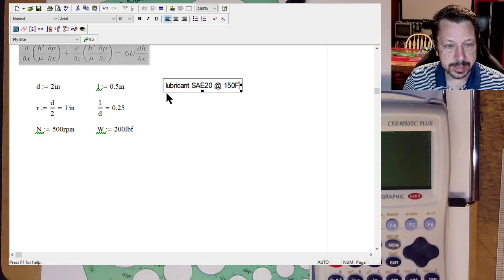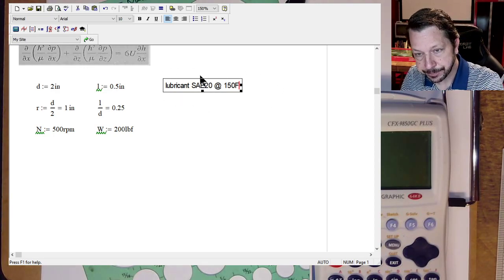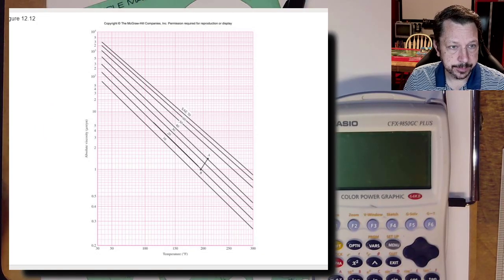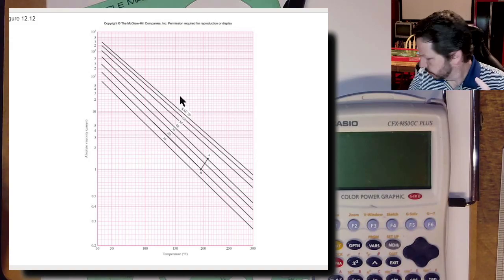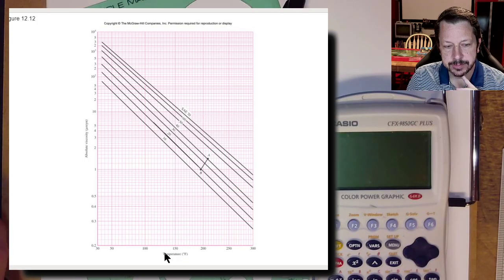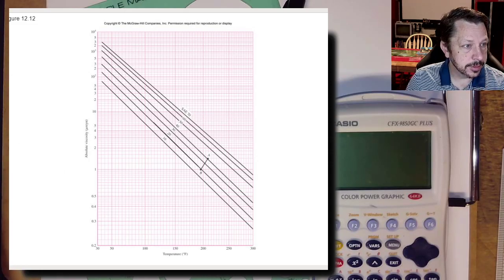So how I deal with this is I go to a chart, and this chart in particular, there's 3 of these, I believe, in your book for different types of lubricants. So here's the SAE, and there's 20. That's the one we're using. And down on the x-axis, I have 150 degrees Fahrenheit. This is figure 12-12 in your book. And all you do is you just read off the chart.